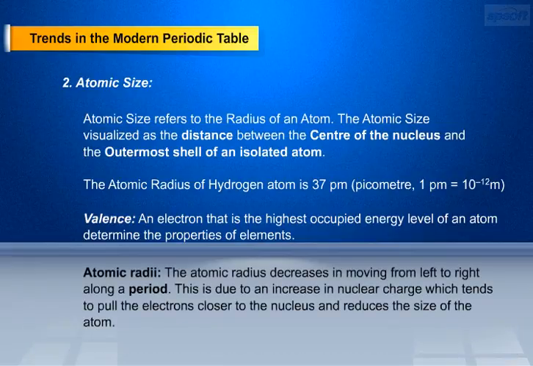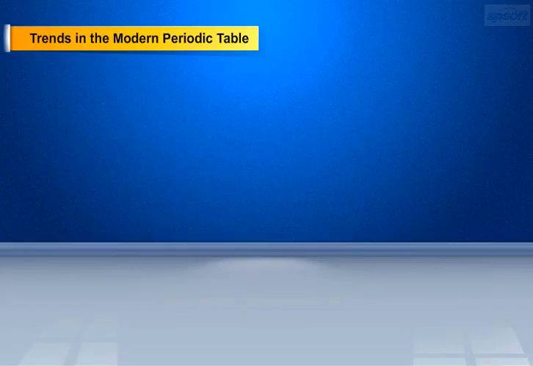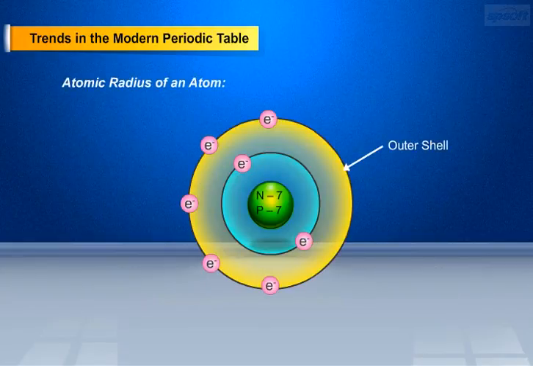Atomic radius. The atomic radius decreases in moving from left to right along a period. This is due to an increase in nuclear charge, which tends to pull the electrons closer to the nucleus and reduces the size of the atom. Example: to demonstrate the atomic radius of an atom, the distance between the nucleus and the outer shell can be defined as the atomic radius. It has been represented in the image by a thin arrow. It is measured in angstrom units.